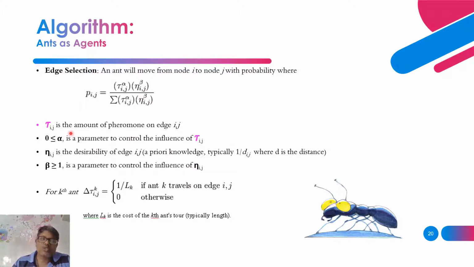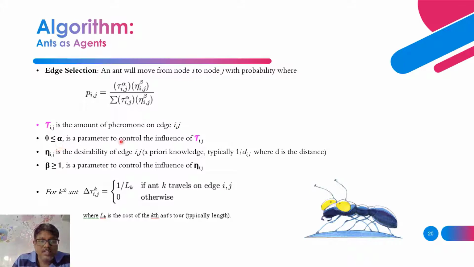Next comes how to choose the edge. If there are n paths, which path will be selected? As we know, it is a probability model, so here also it is probability based. An ant will move from one node to another node with a probability given by P_ij equals tau_ij to the power alpha times eta_ij to the power beta, divided by the summation of tau_ij to the power alpha times eta_ij to the power beta. The tau is the amount of pheromone on edge i,j.